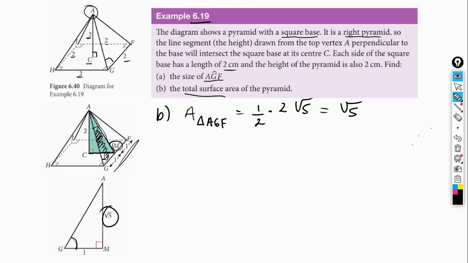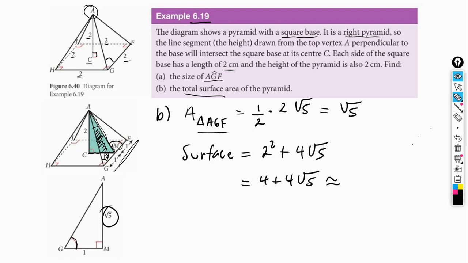So now we can find the total area. The surface area of the pyramid is going to equal the area of the square base, which is 2 squared, plus 4 triangles that are equal to this one that we found here, AGF. So 4 times square root of 5. And this is equal to 4 plus 4 square root of 5, which is approximately 12.94 centimeters squared.